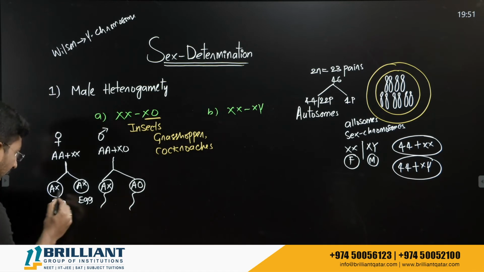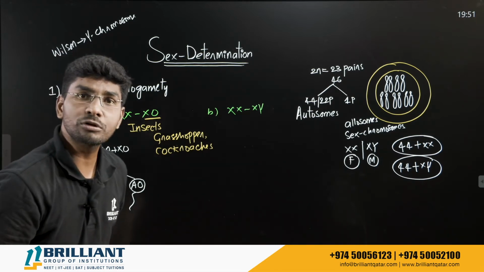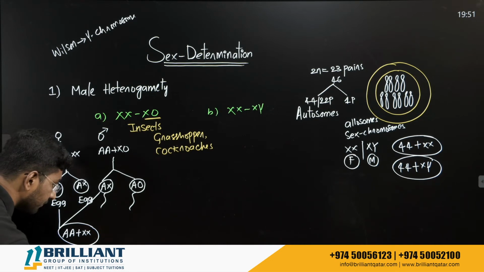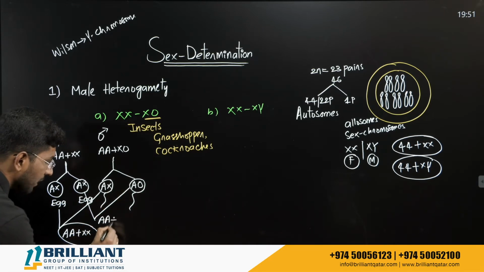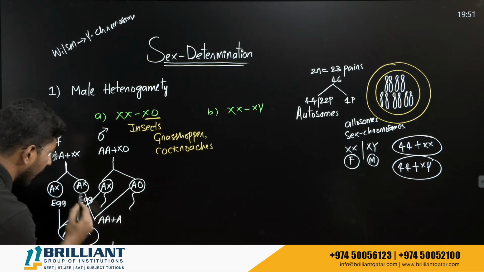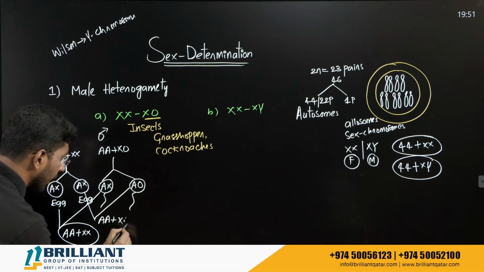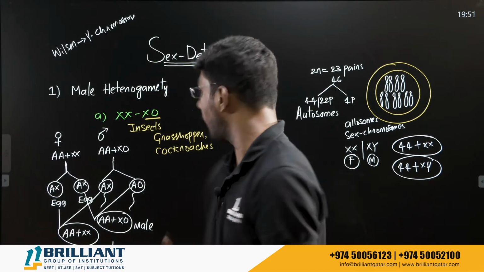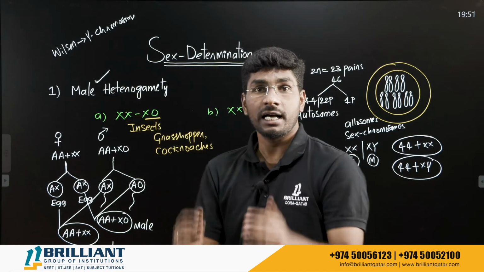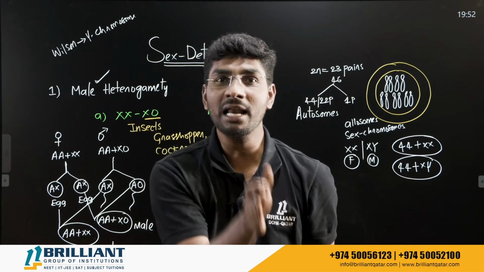Now, let me take a zygote. AX egg, if it is fertilized with the AX sperm, gives AA plus XX. Can you tell me which organism this is with two X chromosomes? Female. If AX egg is fertilized with the A0 sperm, we get AA plus X0. This is a male individual. That means the sex of the young one depends on the male partner. The type of sperm which fertilizes the egg determines the sex of the young one. So we call this male heterogamy.